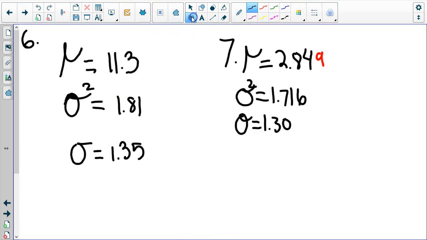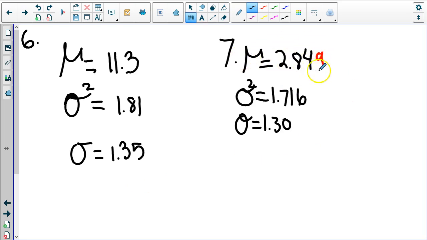6, that's supposed to be a mu. The way I make those is just a u, and then I put a tail on that side. Anyway, so mu, the mean is 11.3, the variance, sigma squared, is 1.81, and the standard deviation is 1.35. Everyone's agreeing? Okay.